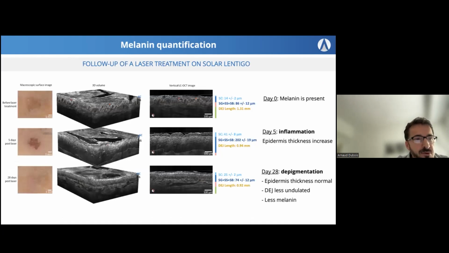The effect of a laser treatment of solar lentigo was studied. 5 days after laser exposure, the epidermis thickness increased due to inflammation. 28 days after laser exposure, the epidermis thickness became normal. And compared to skin before treatment, the dermal epidermal junction was less undulated, and the amount of melanin had decreased, which was the objective of the laser treatment.